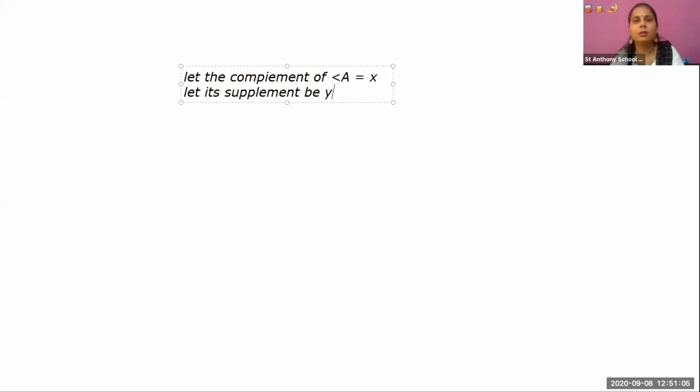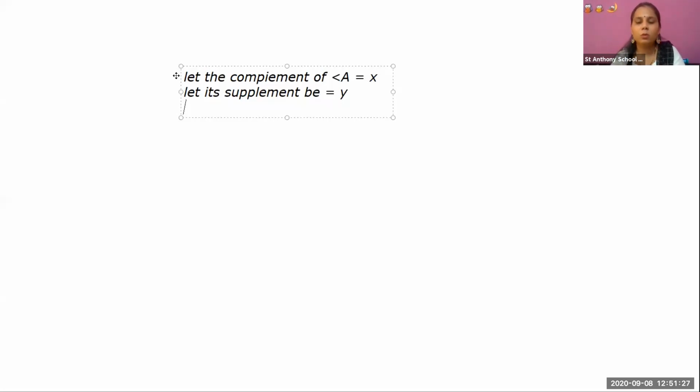Okay, let the complement of angle A be x and its supplement be y. Now, if the complement of angle A is x, to find the supplement of the complement of angle A, we have to find the complement of angle A first.